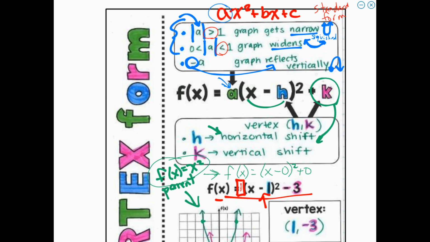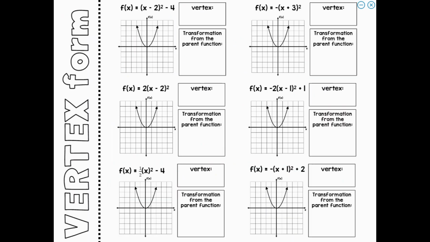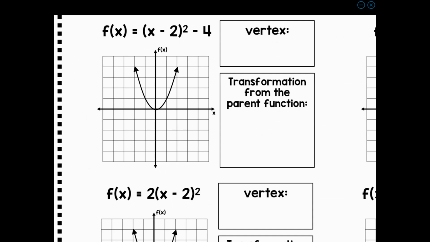So flip or open your foldable up to the inside. Yeah, so now let's look at this very first one here. What is my vertex going to be? So it's got the parent functions graphed for you on these.